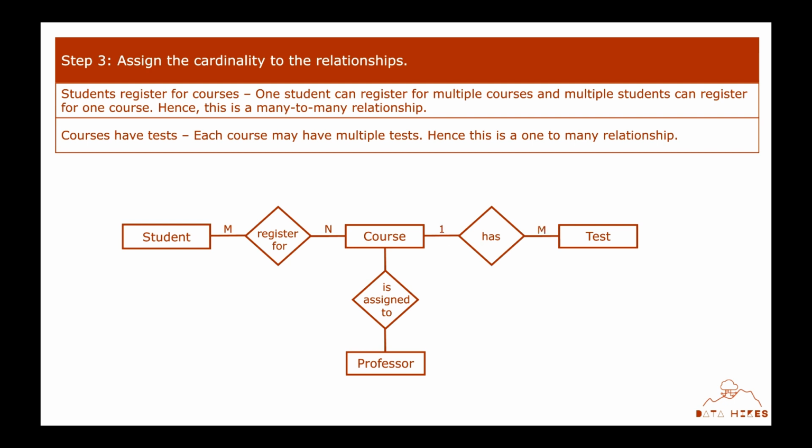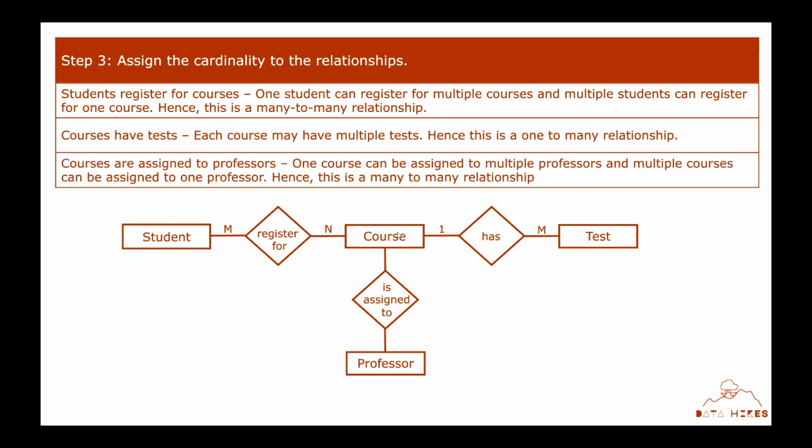The third one is a course is assigned to a professor. Here, can we say that one course can be assigned to multiple professors? Sure, there may be multiple classes for a course. We don't have that information completely. There may be cases where multiple different professors are teaching the different classes for the same course. Hence, we can say yes, one course can be assigned to multiple professors.